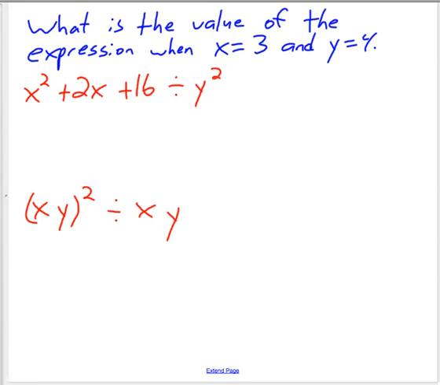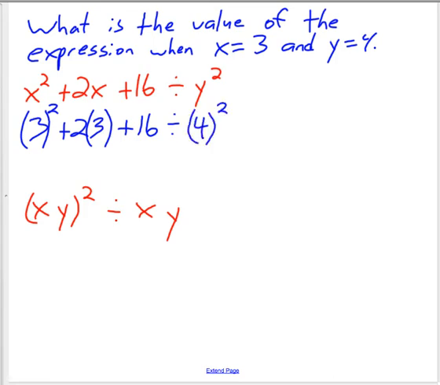So the first thing we're going to do is replace the variables with 3 and 4. So x is 3. Now that needs to be squared, so I'm going to put little parentheses to show that we're going to square that. Here's plus 2, and that needs to be multiplied by x. Remember, because a letter next to a number means multiplication. The 16 is still a 16. Division, and then y is a 4, and we're going to square that.